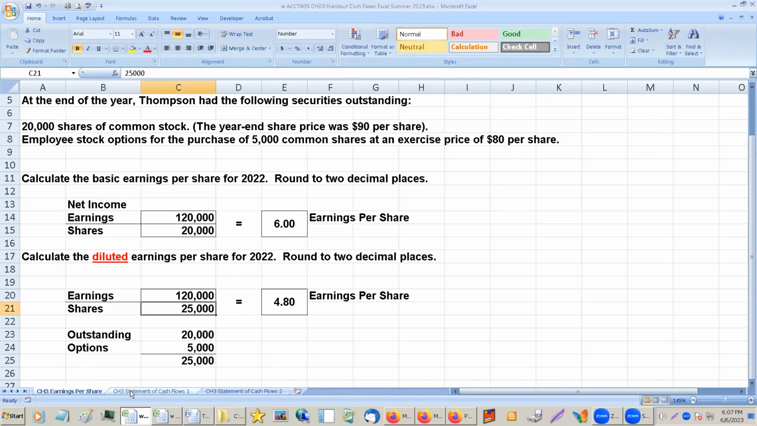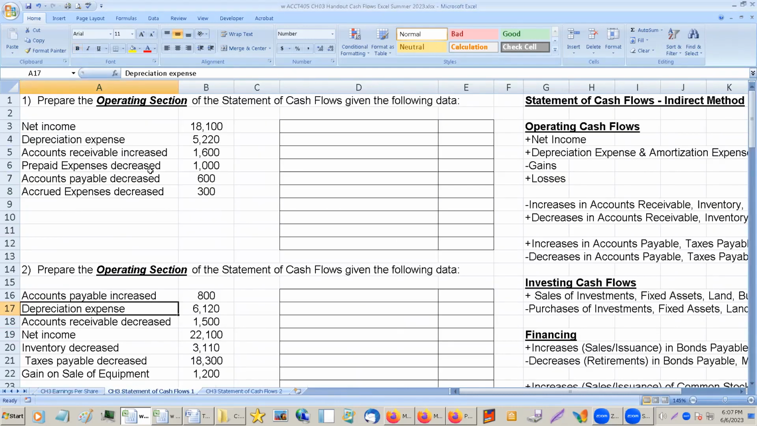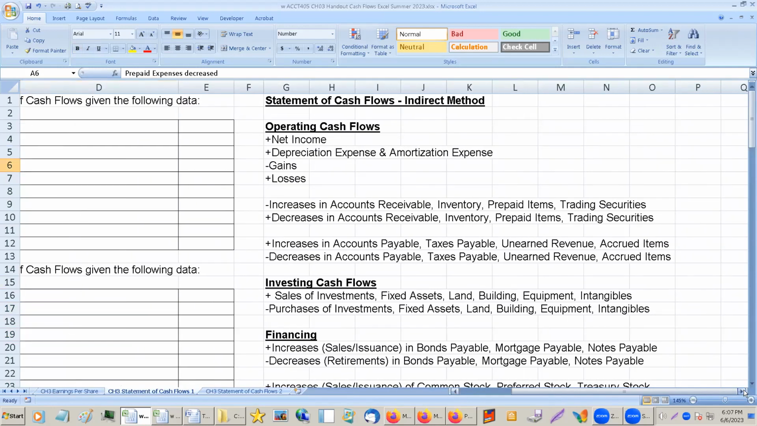Now, for the really hard part, statement of cash flows. All right, statement of cash flows. This is a statement that basically tells you what happened to the cash. I know it sounds strange, but companies actually don't necessarily live on making income, right?